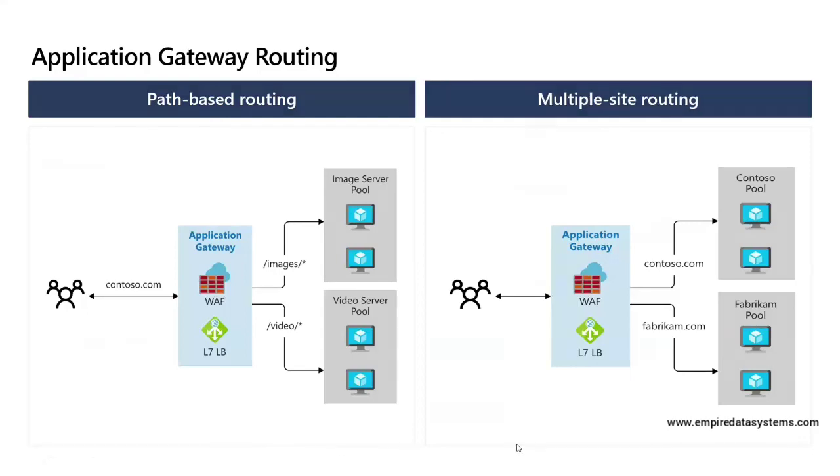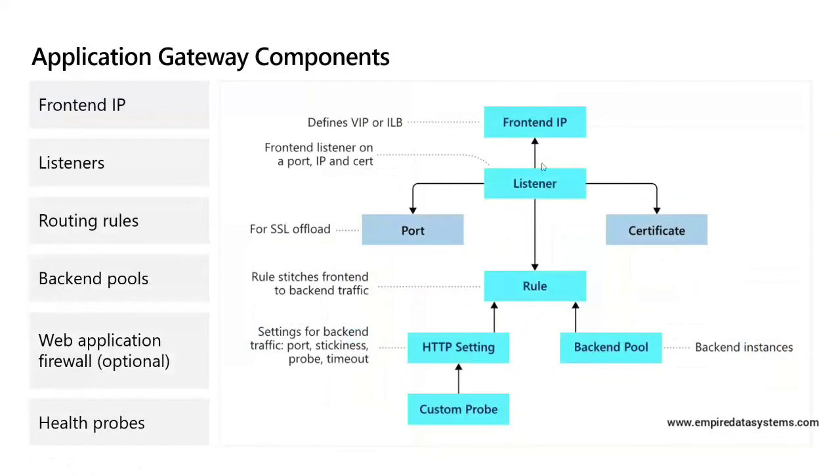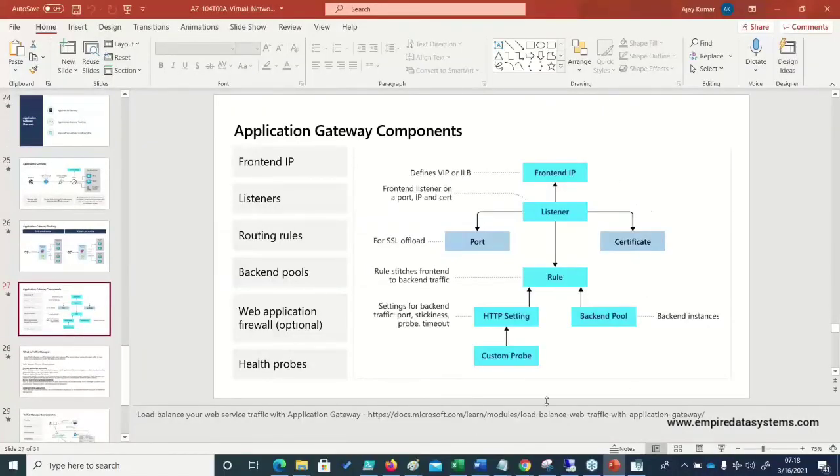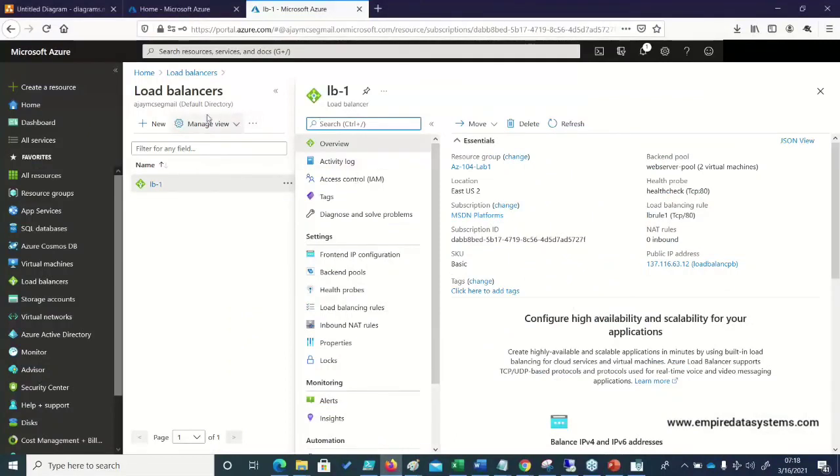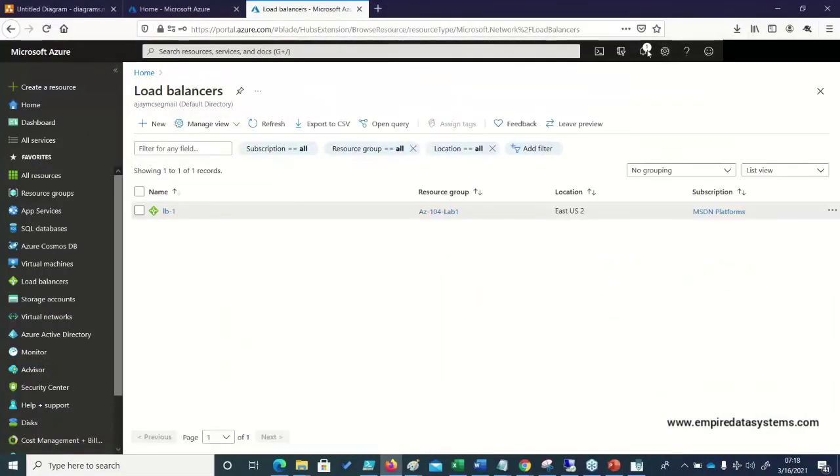Okay, there are a few components before we jump there. Some of them are similar to what we have already seen: the front-end IP address that we need to configure, then the listener, of course routing rules, backend pool, firewall (optional), and health probe. So these are the different sets of components. Rather than describing here, let me directly take you to the portal and describe there what all this is and how we configure it. So here it is, my load balancer rule.